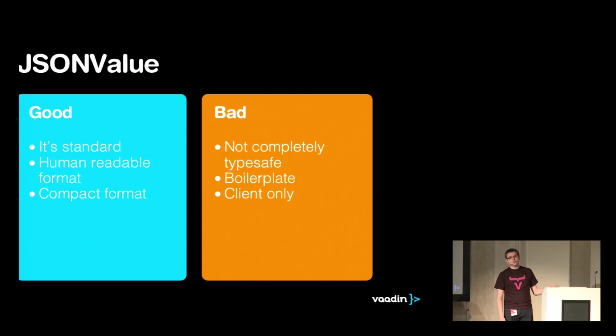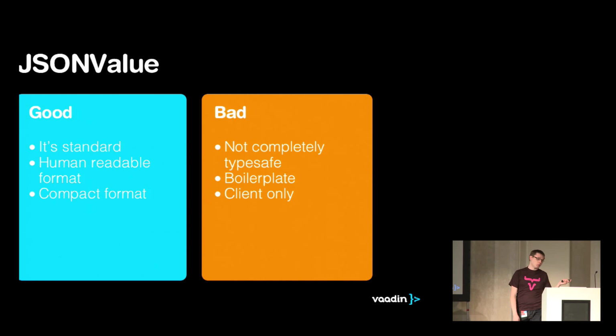Bad parts: it's not completely type safe, so you need to know that this is a string, this is an integer. There was quite a lot of code there compared to some other examples we'll be seeing, so there's some boilerplate here. And the example I showed you only compiles on the client because it's part of the GWT SDK, and there's no server-side implementation of that one. There are some pure server-side-only implementations. We'll look at those soon.